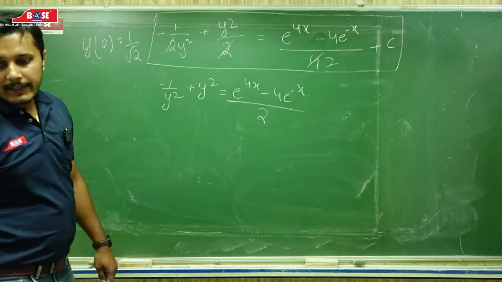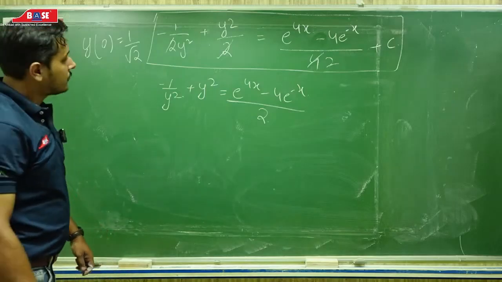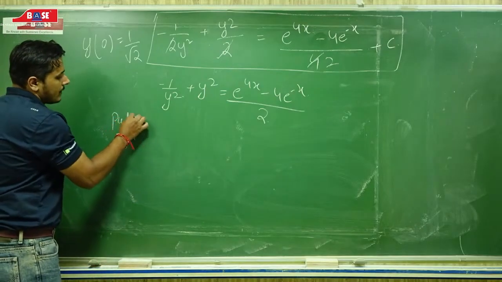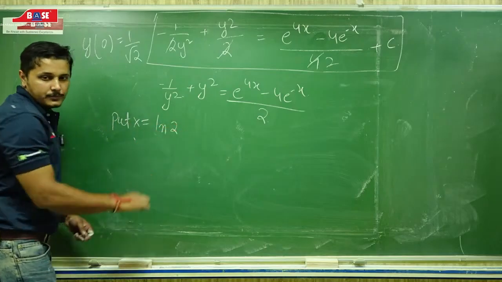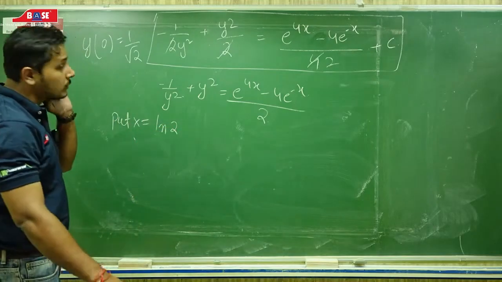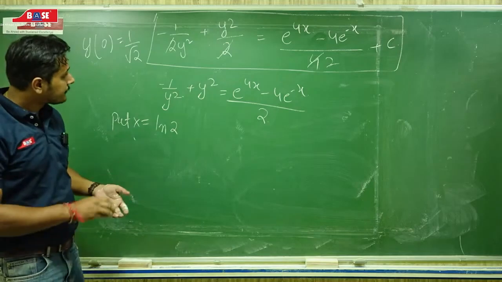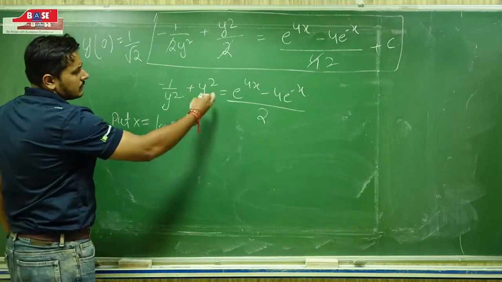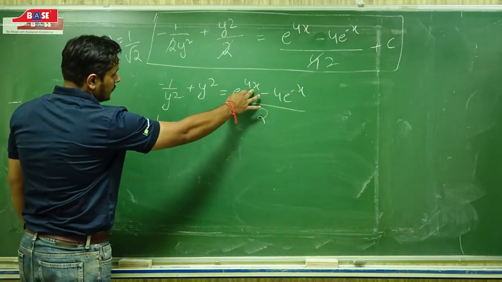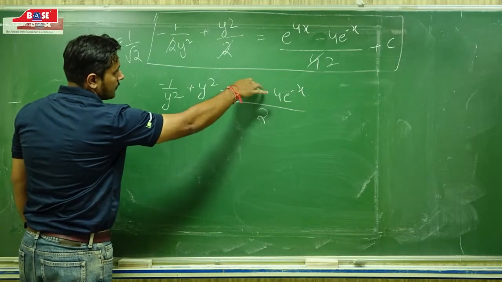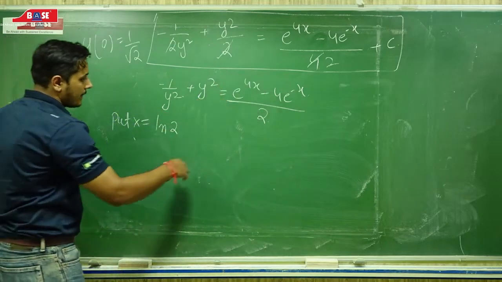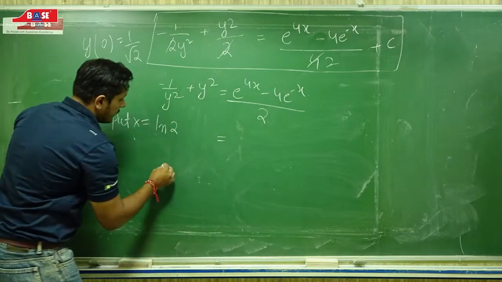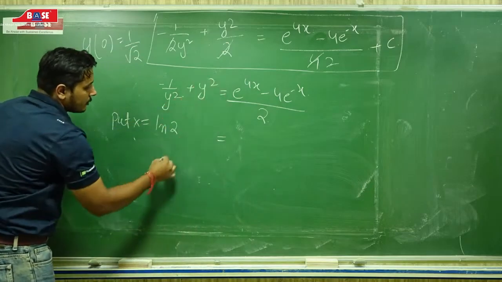So they are asking the value at x is equal to ln 2, so put x is equal to ln 2. When you put ln 2, this will become 16. Right? So let me write y square as t.